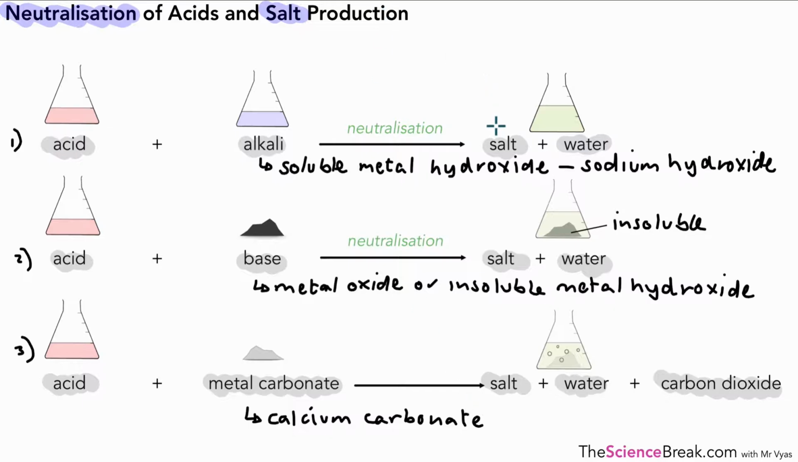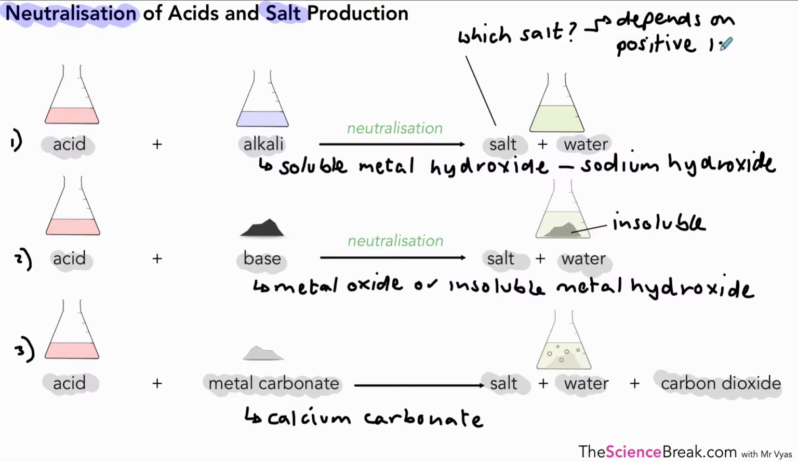Okay, so we can use these to help us make predictions of the type of salt that you will get with the reaction that you have. So we're going to have a go at doing that. The type of salt actually depends on the positive ion that we have in our alkali, our base, or our metal carbonate. So that's this column of chemicals: alkali, base, or metal carbonate. So the salt we get depends on the positive ions in the alkali, in the base, or in the metal carbonate that we have as well.